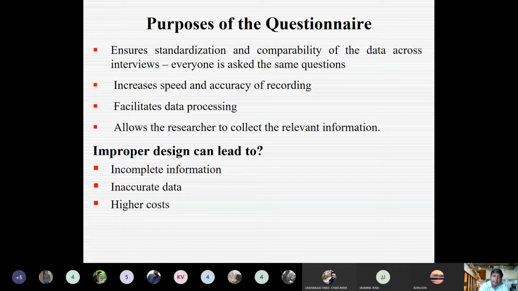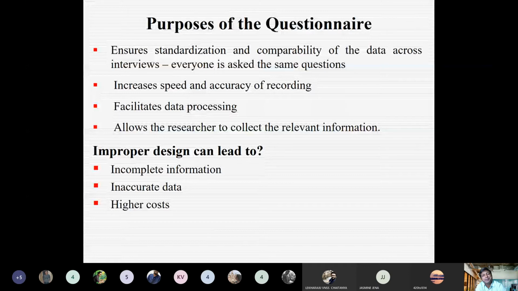And the questionnaire also helps the researcher in collecting the relevant information, because sometimes what happens, if I am not going with a questionnaire, I may not be able to collect the relevant information. So that's why it is highly essential, which will help us in collecting the relevant information.